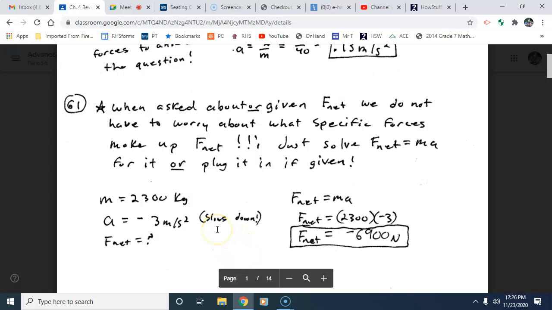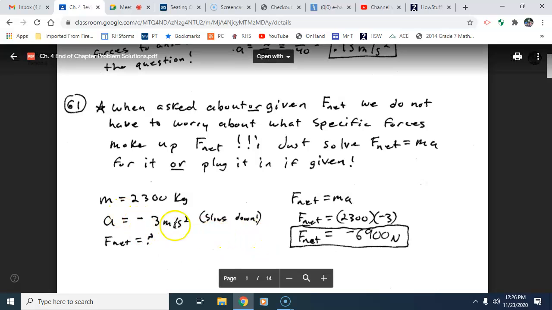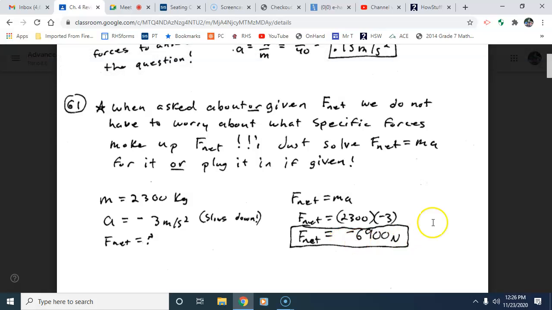Old stuff. If a car's traveling and slowing down, remember what we always said in the past. If they don't define direction, we're always going to assume the way it's going is the positive direction. If something's slowing down at a rate of 3 meters per second squared, that's got to be an acceleration, right? So I'm moving positive and I'm slowing down, my a is actually negative. So just slap a negative on it. Then just take m times a to get the net force: negative 6,900 newtons.